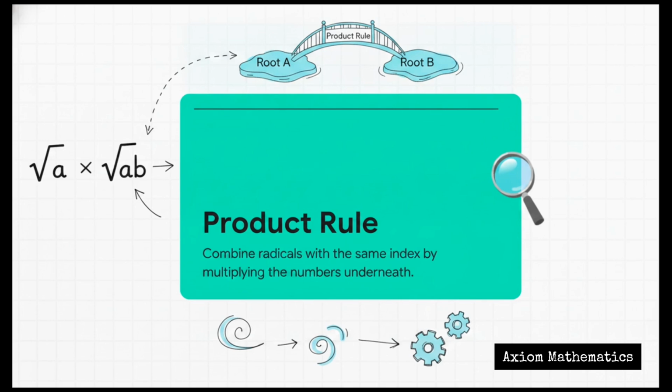Let's anchor ourselves with this foundational definition. The product rule for radicals states that if you have two radicals with the exact same index, you can combine them by simply multiplying the numbers underneath the radical sign together. Now, what's really interesting about this rule is how it acts as a massive mathematical shortcut. Instead of calculating two messy roots separately, you just fuse them together.